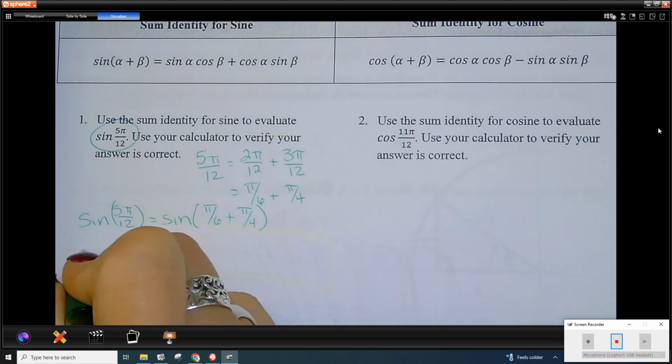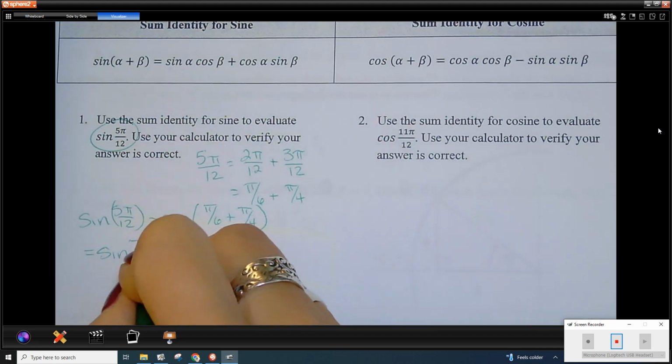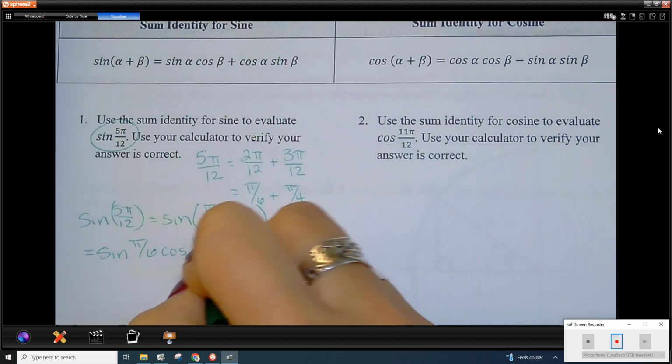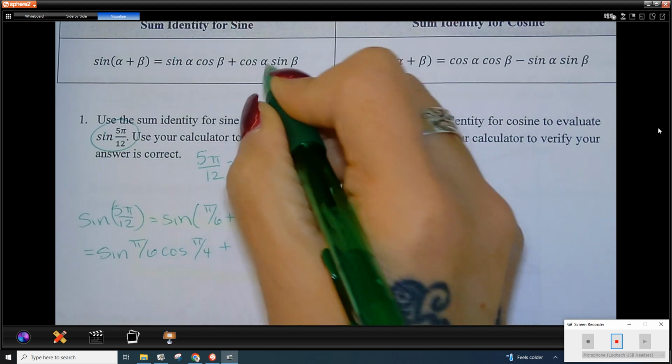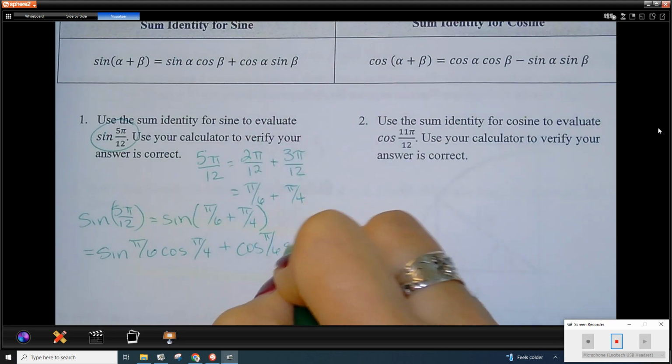And then using the identities, I do sine of the first one times cosine of the second plus cosine of the first one times sine of the second.